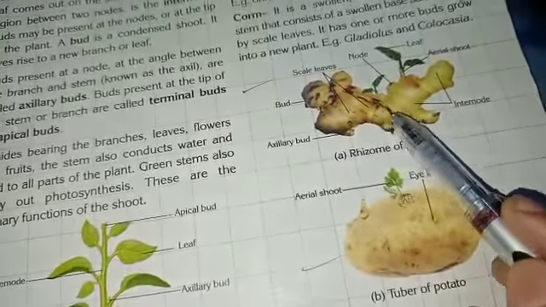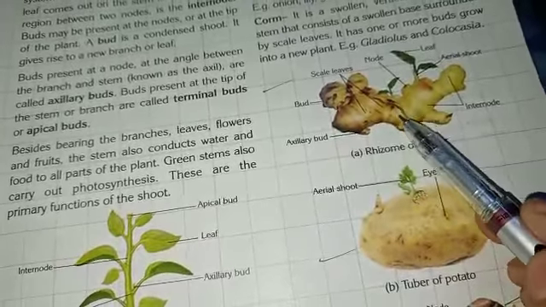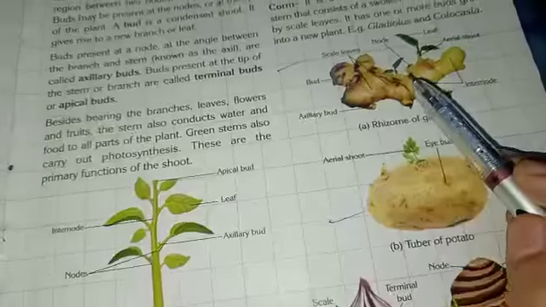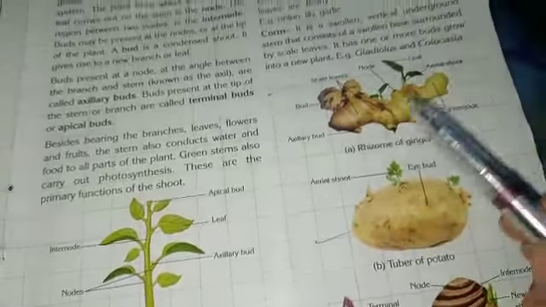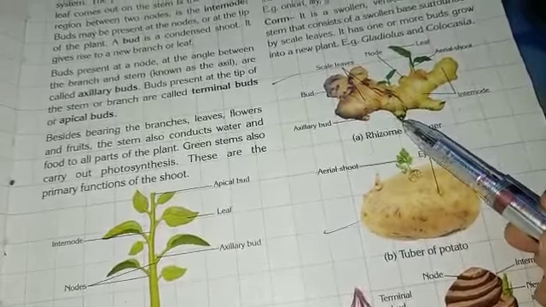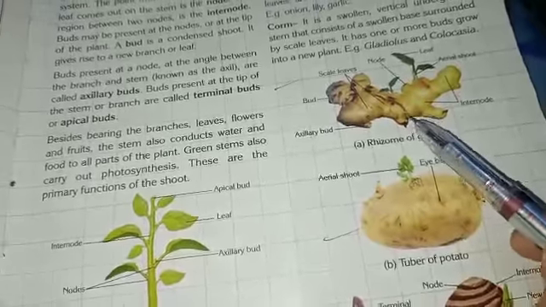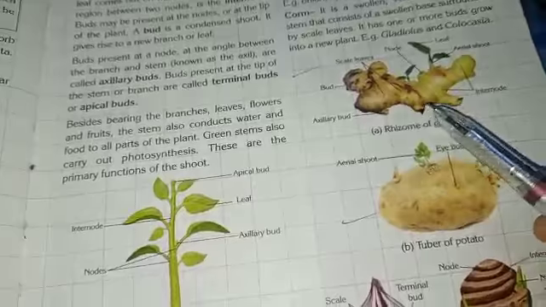In ginger, I told you that at the nodes some dark structures are found. These are scale leaves. They are also very thin, but they are not transparent. In onion and garlic they are transparent, but in ginger they are dark brown in color. What is their function? Their function is to provide protection to the buds. They are found at nodes and they protect the buds.